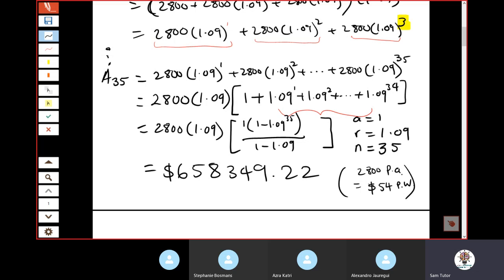So not bad. 2,800 per year for 35 years, which is only about $54 per week. After 35 years, it turns out to be just under $660,000. It just shows you the power of compounding. Don't underestimate compounding. It really does work. If you put in a little bit more, let's say $100 per week, this could have been around 1.4, 1.5 million.